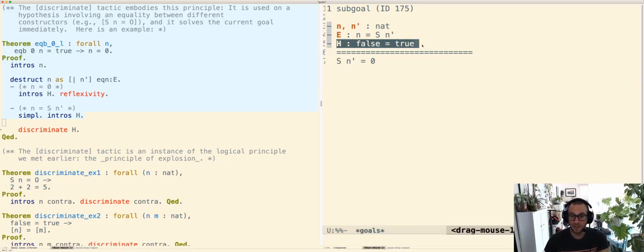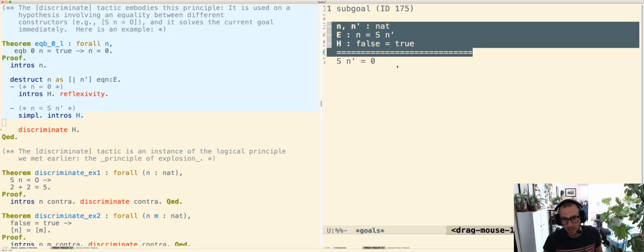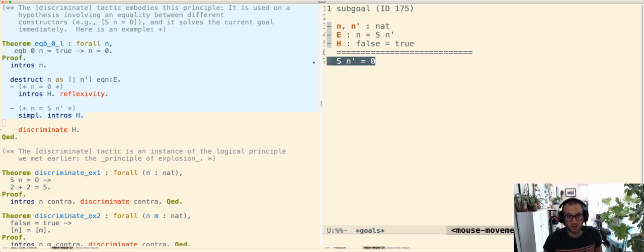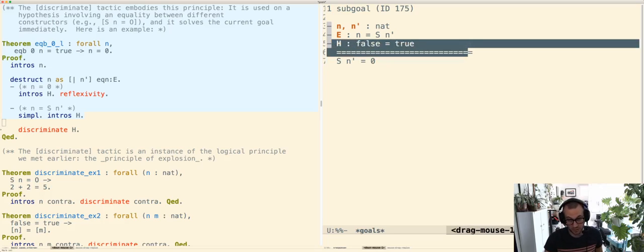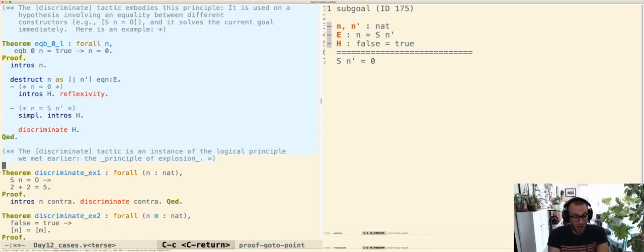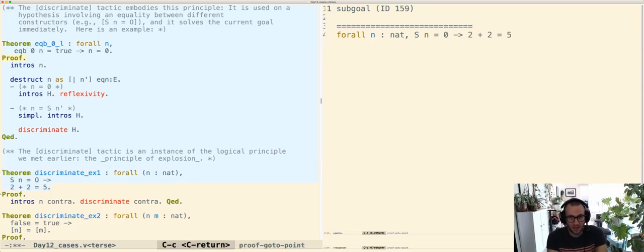So the hypothesis H, false equals true, is inconsistent. It can't be right. Once we've assumed this, we've assumed something false. And you can think of every proof as saying, hey, my context implies my goal. So a false thing implies whatever you want. Ex falso quod libet. So once you've assumed this false thing, then you can prove any goal you want. That's what discriminate does. Let's prove some crazy stuff. Let's go. Okay, all right.